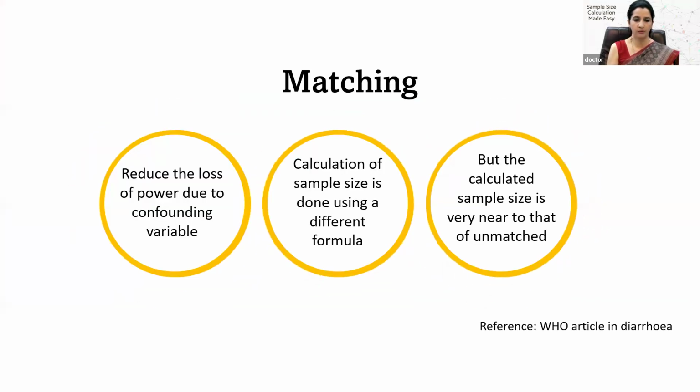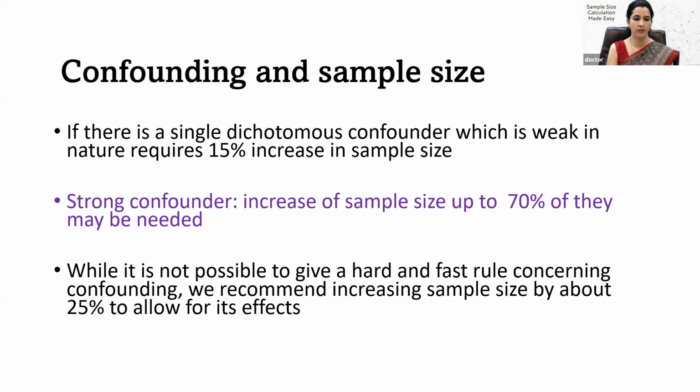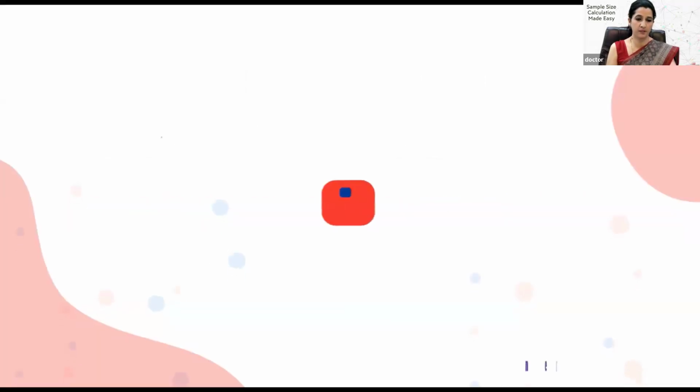So this is how matching is important. If there is a strong confounder, it may increase the sample size by up to 70% if needed.